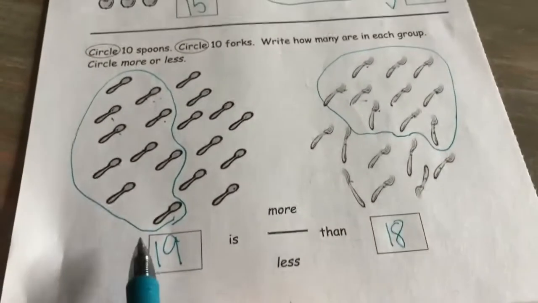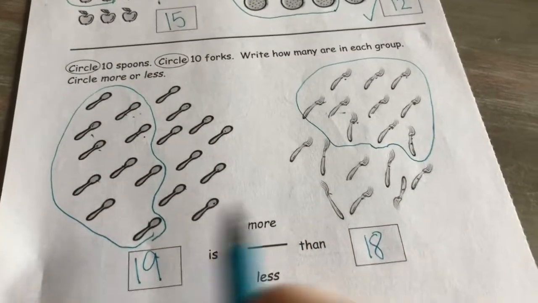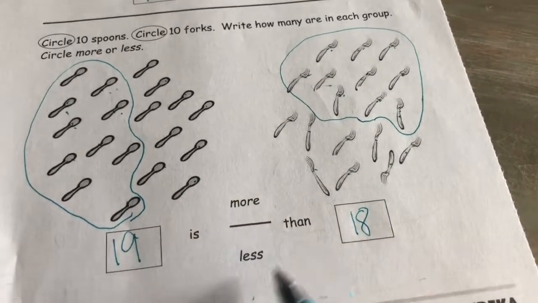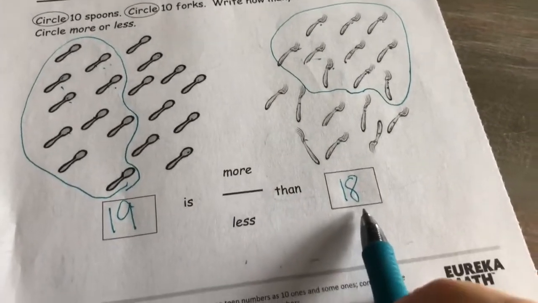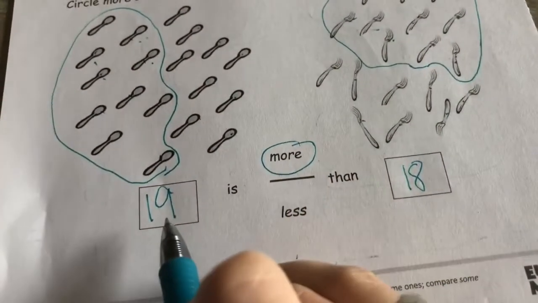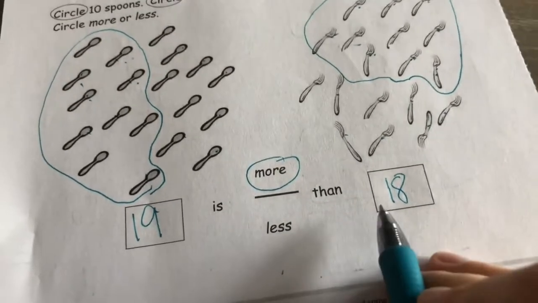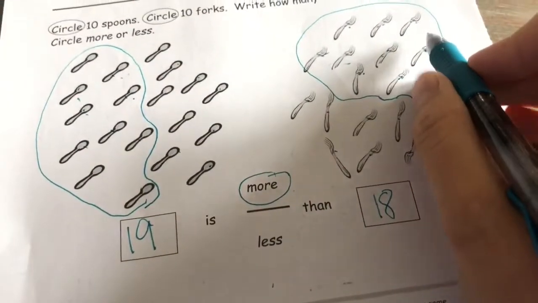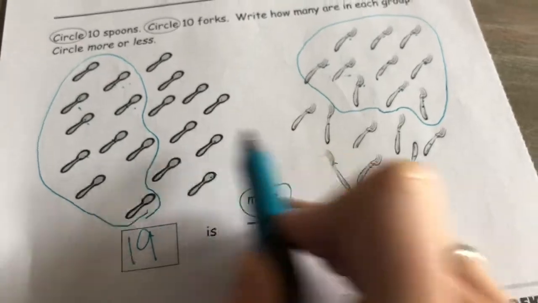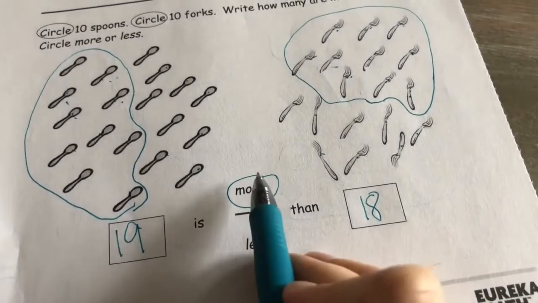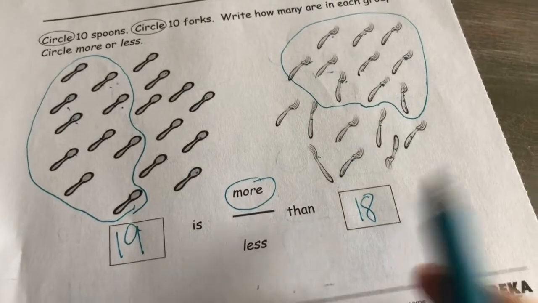So I have 19 spoons and 18 forks. Now, is 19 more or less than 18? If you said more, you would be correct because we know that 9 is more than 8. And they both have 10. We have that same group of 10, but there's more spoons here than there are forks here. So we would say 19 is more than 18. Great work.